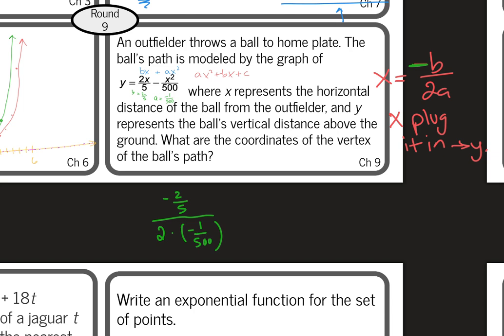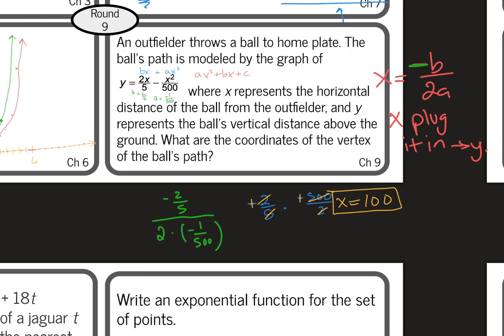When you are dividing by a fraction, you flip it and multiply. So it's really negative 2/5 times negative 500 over 2. And then watch what happens. The 2's cancel, and 5 goes into 500 100 times, and then a negative times a negative is positive. So the x part of our vertex is 100, and that's not that crazy.